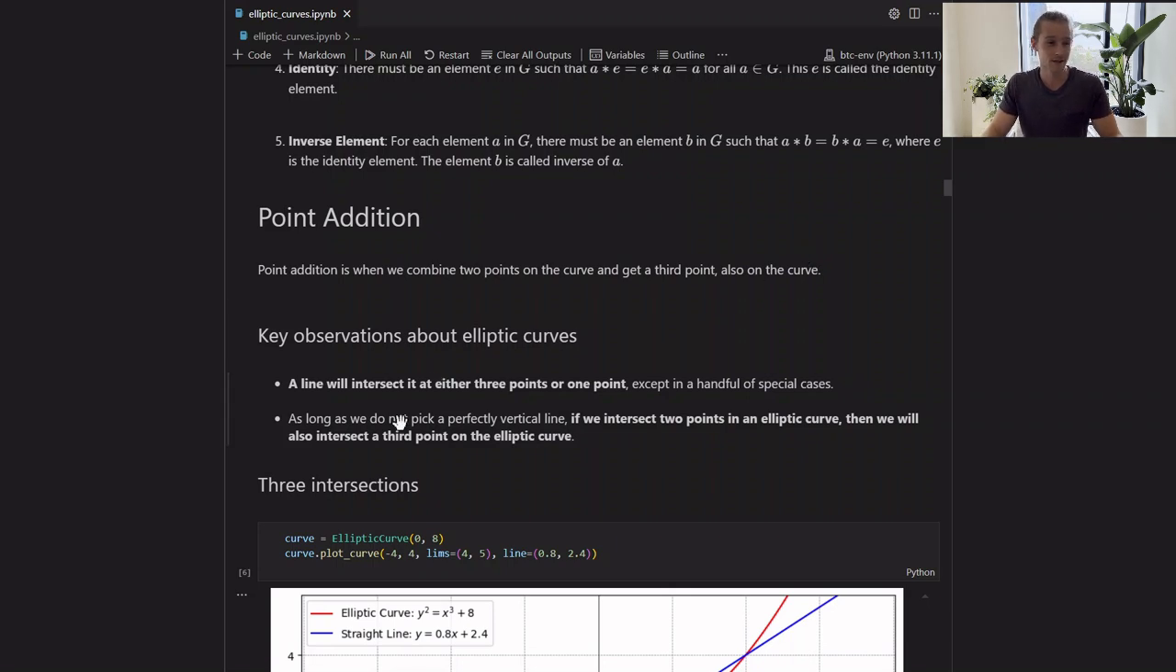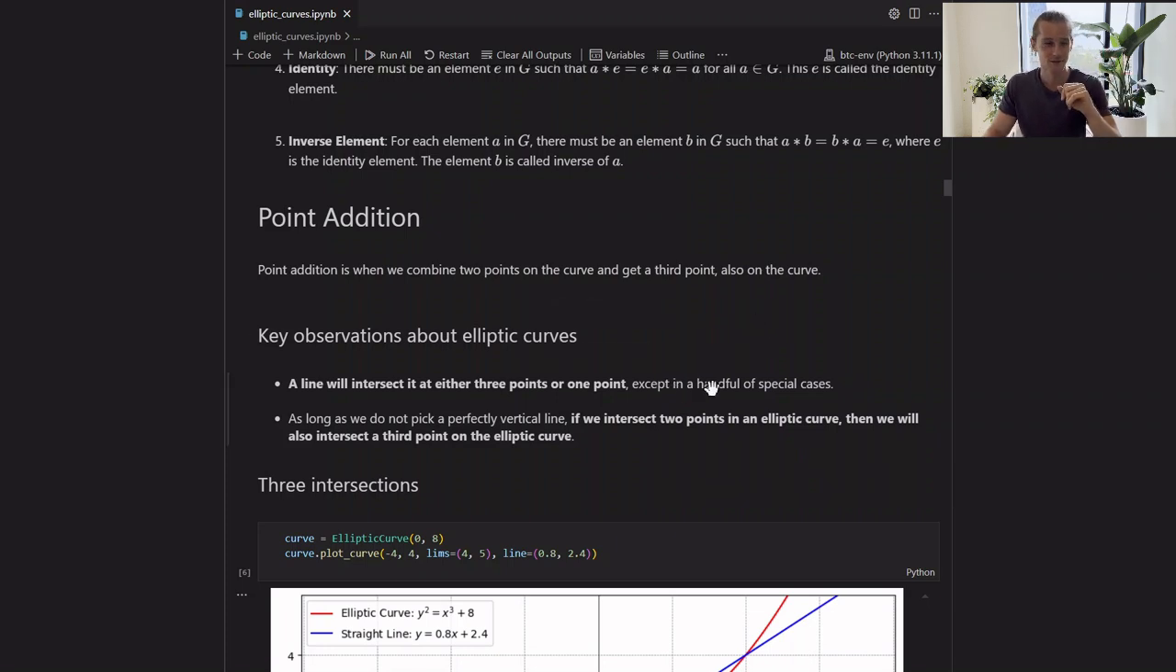So the key observations are that if you have the elliptic curve in a coordinate system plotted on a graph, and you also plot a straight line on the same graph, then that line will intersect the elliptic curve at either 1 point or at 3 points, except in just a handful of special cases. This will always be the case unless you're talking about these special cases.